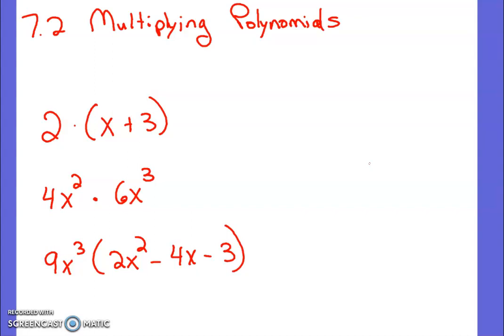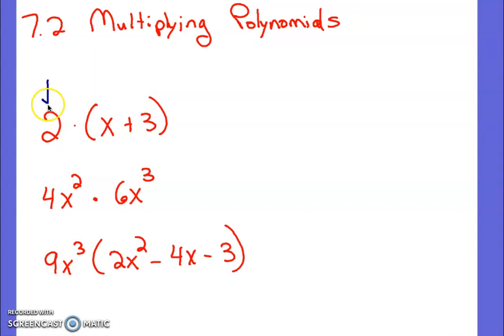This is 7.2, multiplying polynomials. You guys have been multiplying polynomials for quite some time. You just didn't know they were called polynomials. So let's look at this first one. It looks like I just have the distributive property: 2 times parentheses x plus 3.